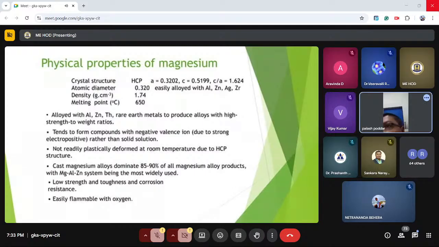For substitutional solid solution, suppose there is 22 karat gold. Inside the gold there will be some atoms, like copper or silver, that take the place of and replace the gold atoms. So it is called a substitutional solid solution. These are the examples. Not readily formed at room temperature. Cast magnesium alloys dominate, at 85 to 90% of all magnesium alloys, with the magnesium-aluminum system being the most common.